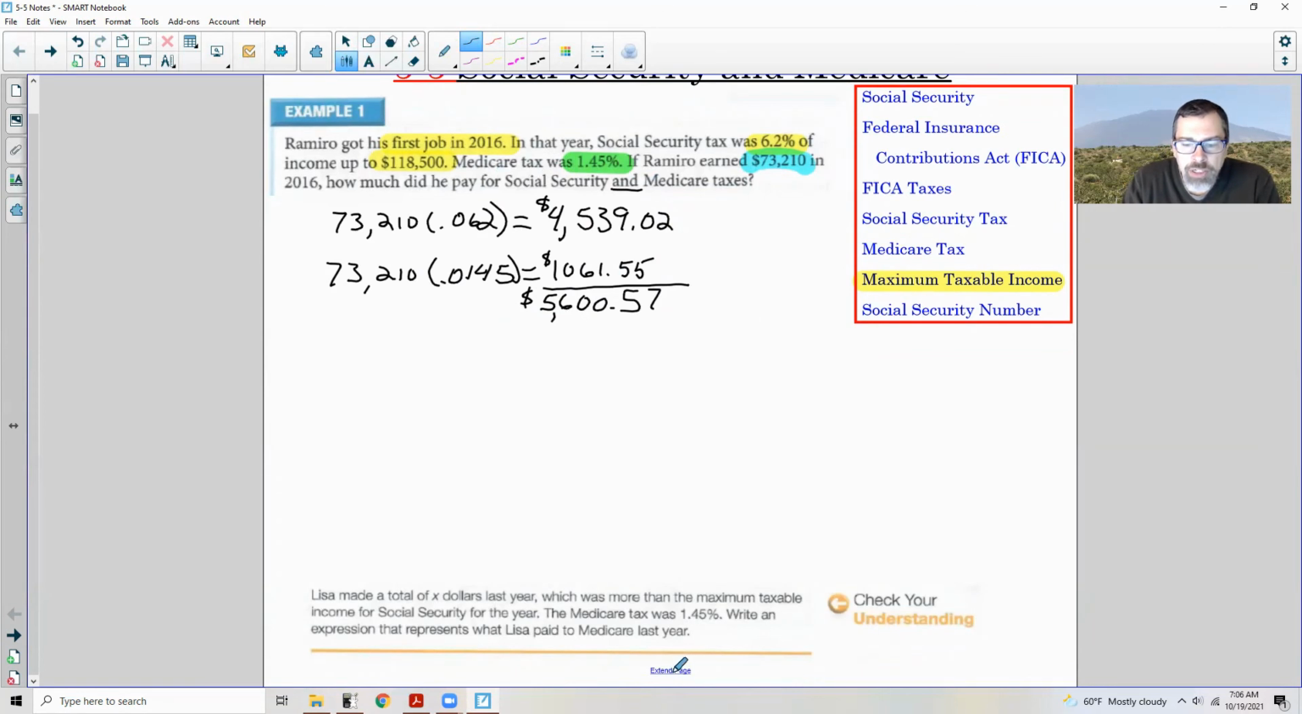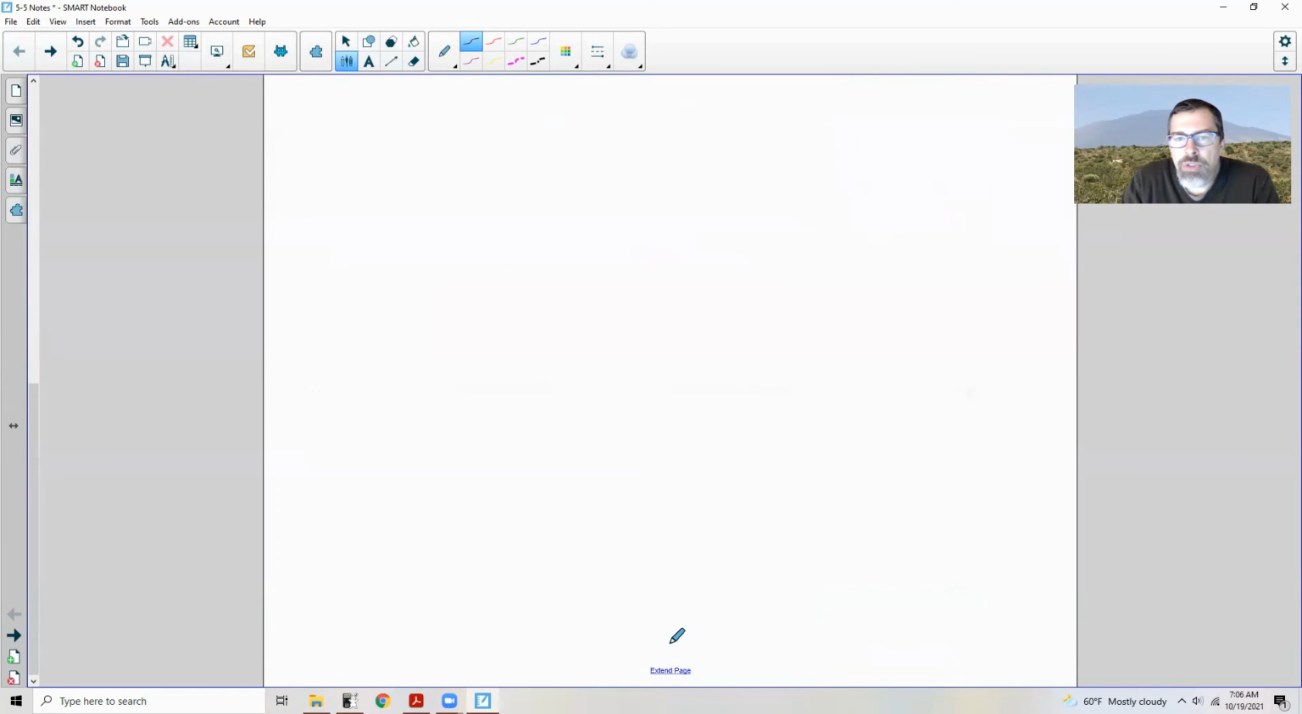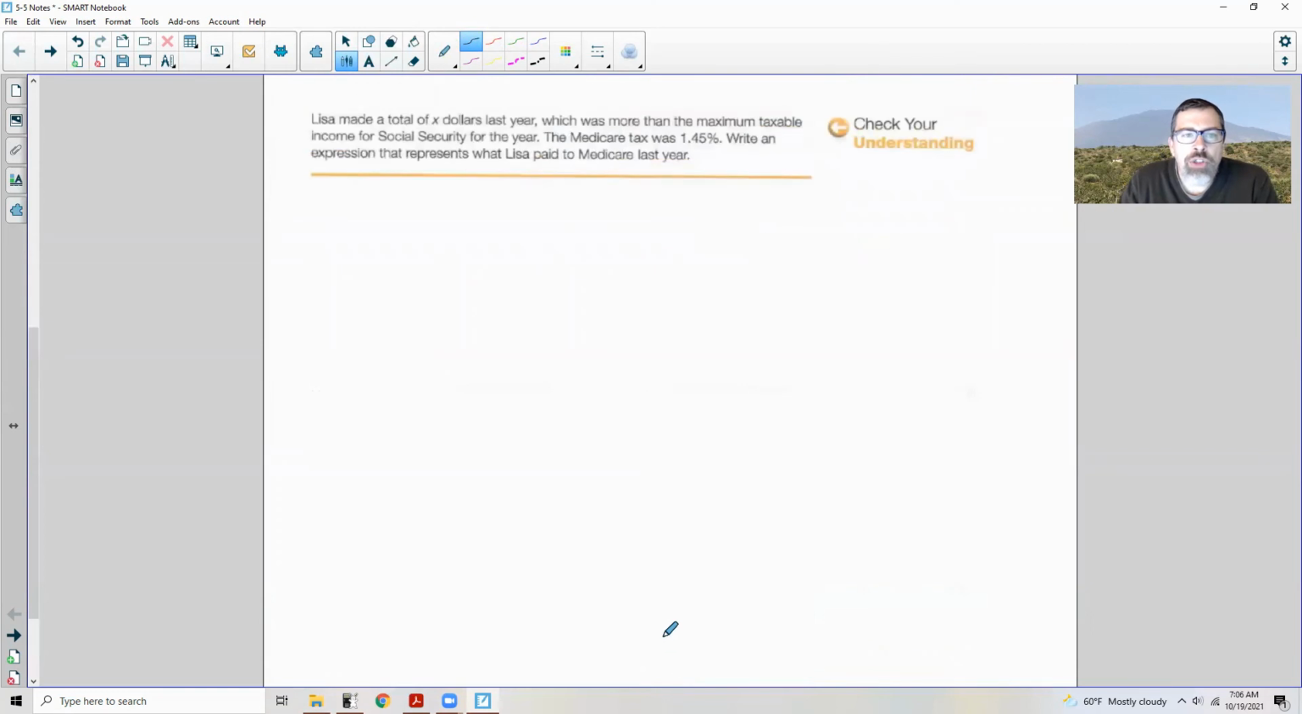Now it's a check your understanding. Pause the video, see if you can do this, come back. Lisa made a total of X dollars last year. All right, let me get my highlighter. She made X dollars last year, which was more than the maximum taxable income for Social Security. The Medicare tax was 1.45%. Write an expression that represents what Lisa paid to Medicare last year.